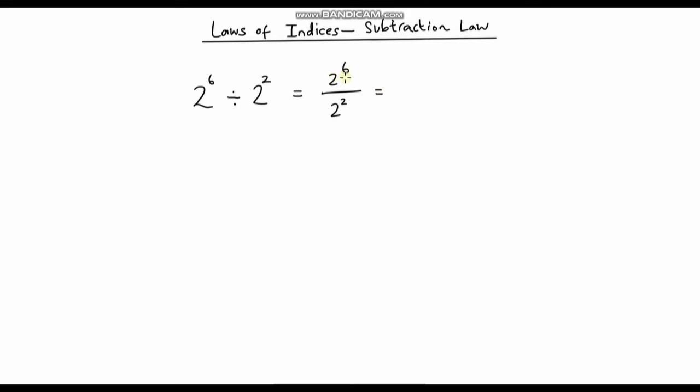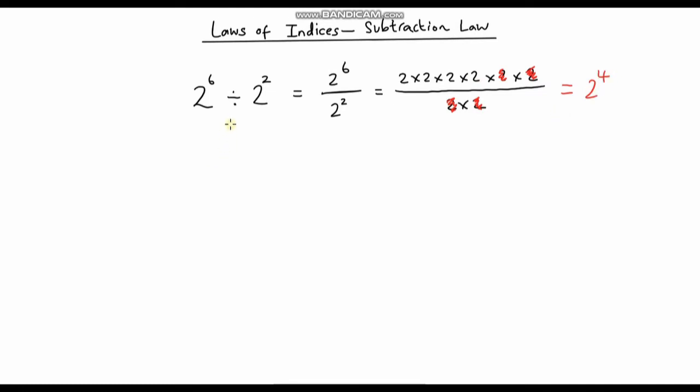Now, what does 2 to the power 6 mean? Well, that means 2 times 2 times 2 times 2 times 2 times 2. And we're going to divide that by 2 squared, which is just 2 times 2. And now that we've written it out in full, you might be able to spot that we can simplify it down. We've got a 2 in the numerator and a 2 in the denominator. 2 divided by 2 is 1. So these two 2s can just cancel out with each other, so we can just get rid of them. And we can just do the same with these two 2s. 2 divided by 2 is 1, so those two 2s we can just get rid of. And all we are left with is 2 times 2 times 2 times 2, or we can rewrite that as 2 to the power 4.